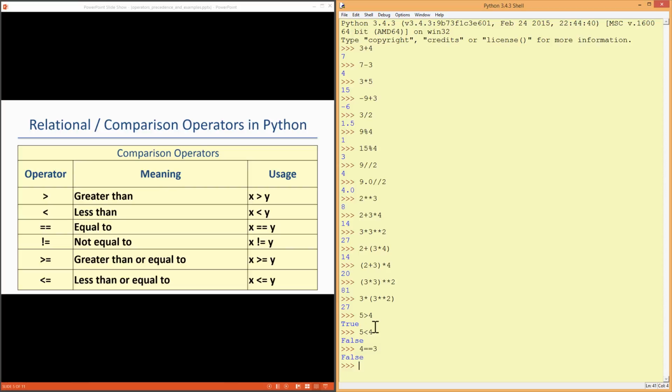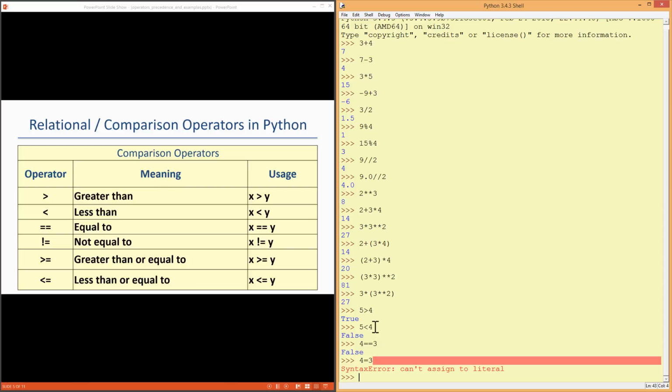So, for example, if I say 4 = 3, guess what will happen? I am asking Python to calculate the right side in this case and associate it with a variable which is called 4. Again, remember that the name of a variable cannot start with a number. So it is obvious that I am going to get an error.